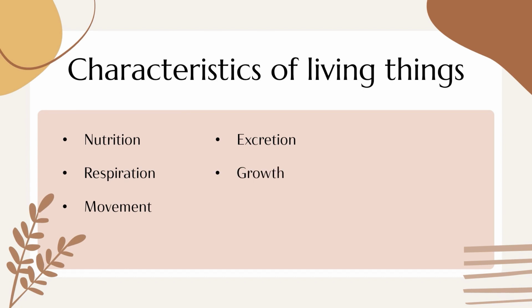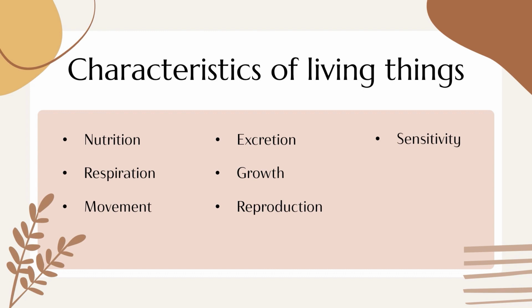Growth. Growth is seen in all living things. It involves using food to produce new cells. The permanent increase in cell number and size is called growth. Reproduction. All living organisms have the ability to produce offspring.